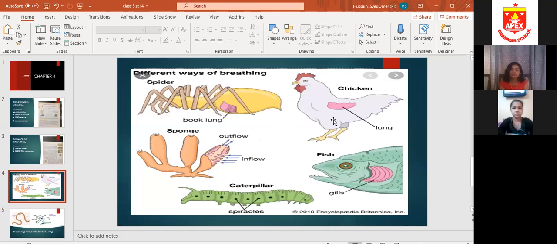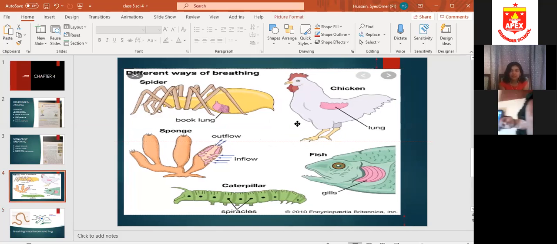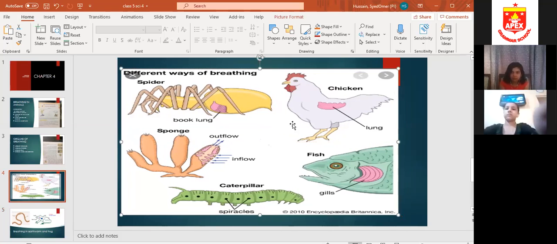Now, this picture, can you see all of you? Now they are telling you different ways of breathing in animals. Okay, spider है. अब ये आपकी बुक पे शायद मेंशन नहीं होगा. स्पाइडर का मेंशन है आपकी बुक पे? No, it's not mentioned. ठीक है. चिकन का हम देख लेते हैं. चिकन कैसे ब्रीथ करते हैं? ये ऑर्गन है. स्पाइडर का ऑर्गन है बुक लंग. इसके जरिए ये ब्रीथ करते हैं. वैसे ही बता देती हूँ आपको.